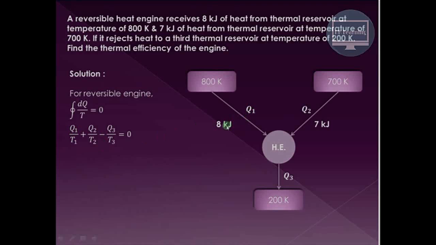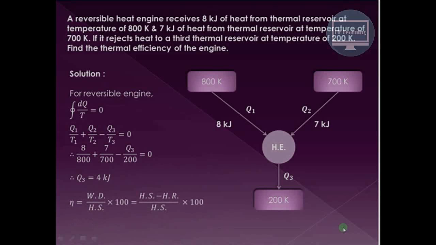So Q1 upon T1, where Q1 is 8 and the temperature from which it is supplied is 800 Kelvin. Similarly, Q2 is 7 kJ and the source temperature is 700 Kelvin. Similarly, the heat rejected is Q3 and the sink temperature is 200 Kelvin. So we can substitute these values over here and we'll get the value of Q3 as 4 kJ.